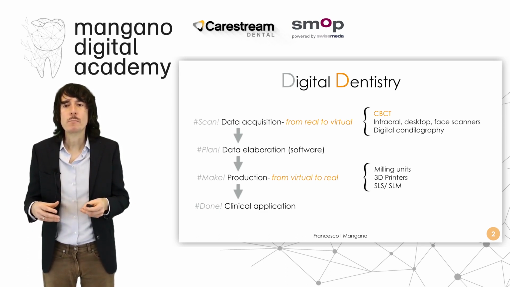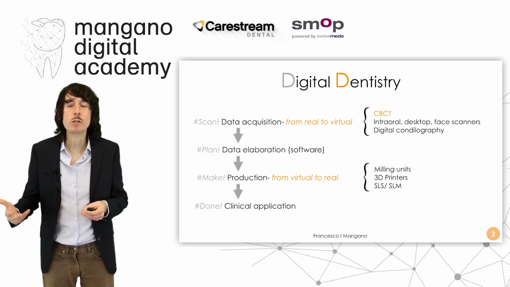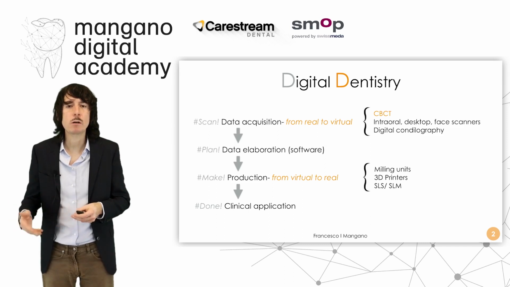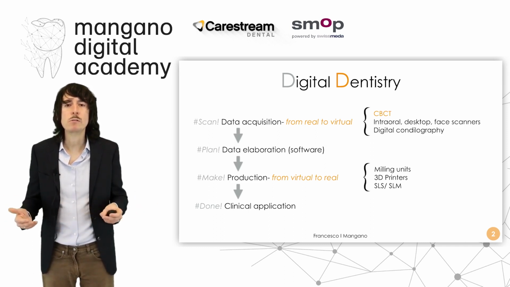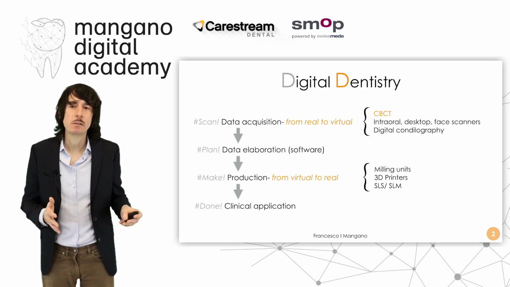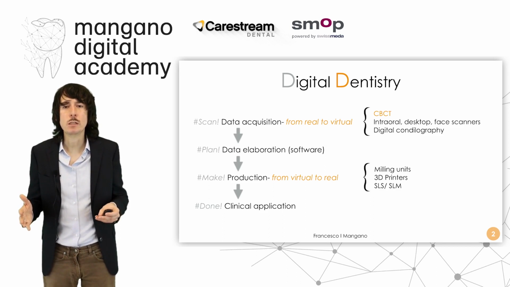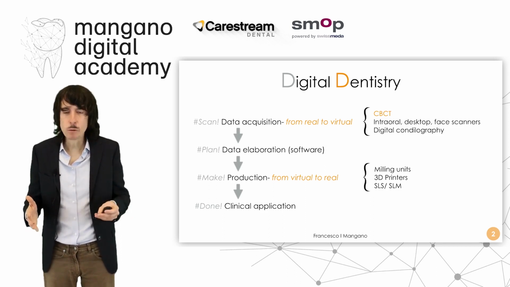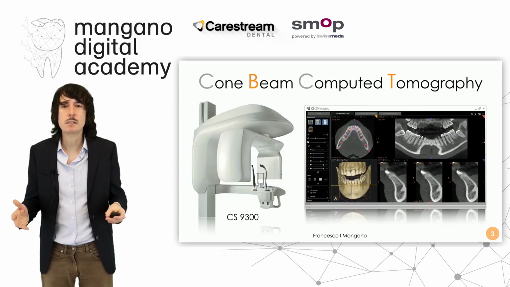So after the virtualization of the patient, we can then plan our restoration, for example, in prosthodontics, our crowns, our bridges, our surgical guided surgery, our orthodontic devices, and then we can fabricate them, moving from the virtual again to the real, thanks to milling units, 3D printers, laser sintering machines, laser melting machines. And then we have the clinical application. And this is the essence of digital dentistry. These are the essentials of digital dentistry.